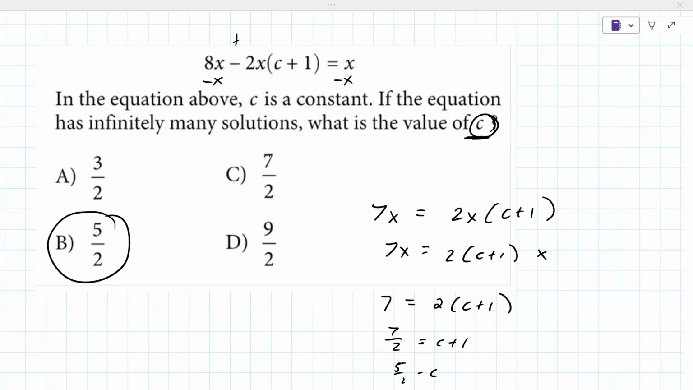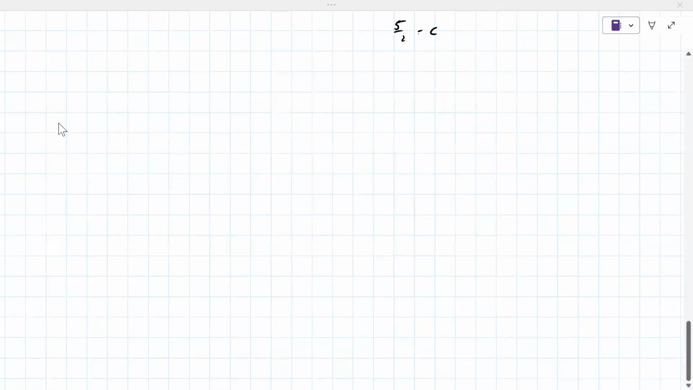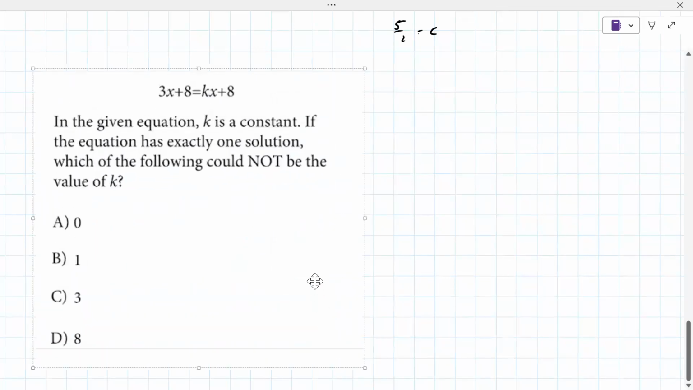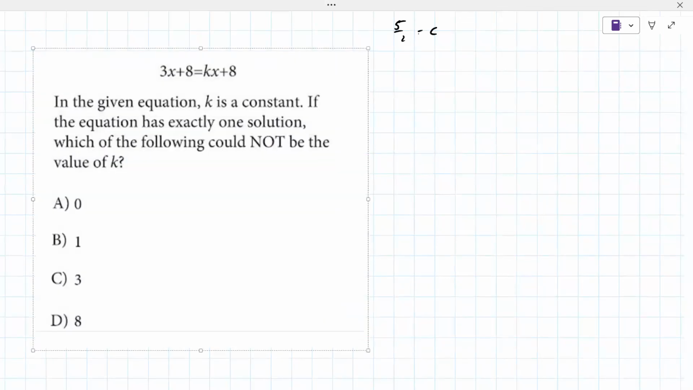Okay, I think I got a couple more of these. Yes, I do. It's okay to try the answers. Nothing wrong with that. All right, go ahead and give this one a try, please.